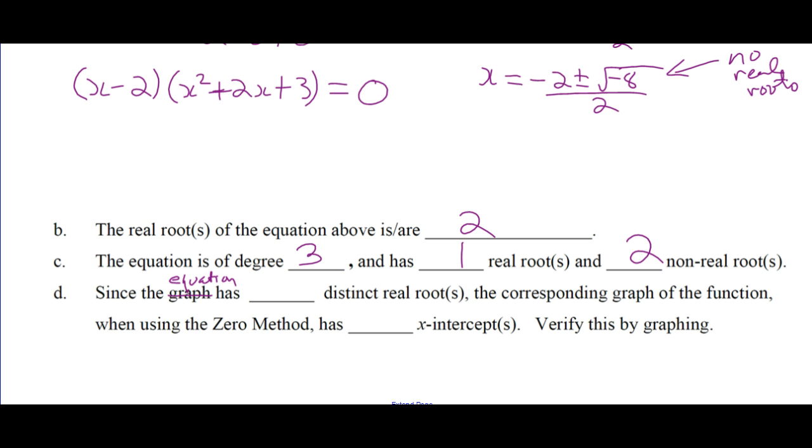Since the equation has one distinct real root, the corresponding graph, when using the zero method, will have one x-intercept. Verify this by graphing.